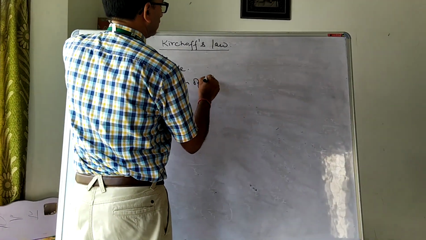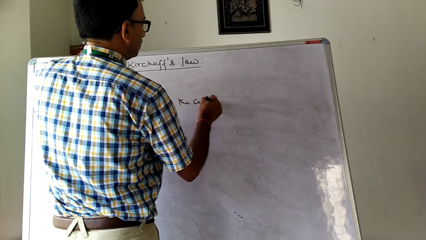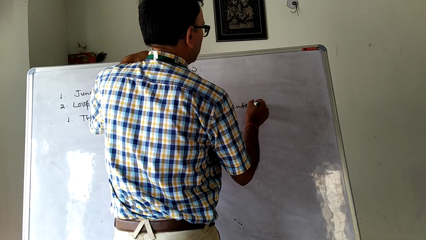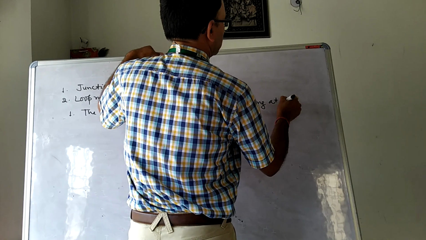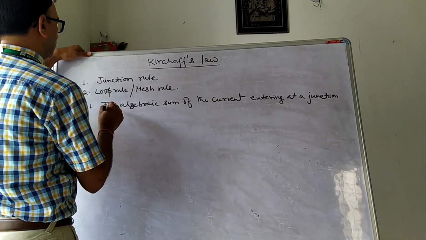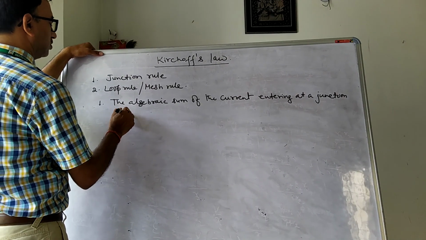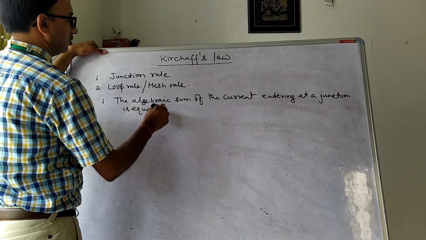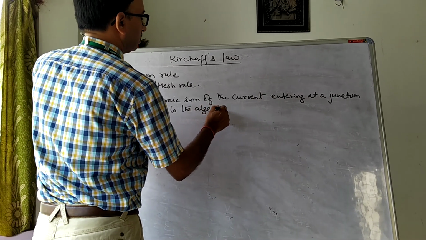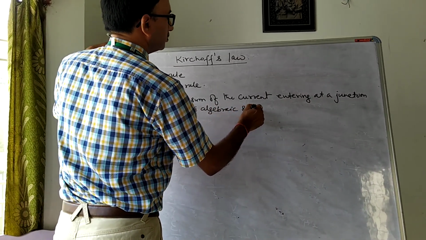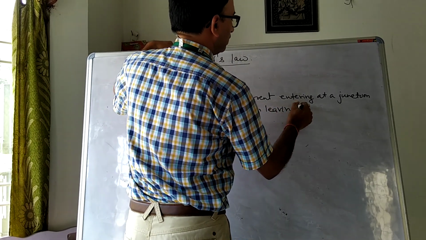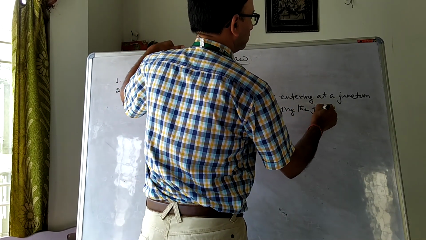The first one says that the algebraic sum of the currents entering at a junction is equal to the algebraic sum of the currents leaving the junction.